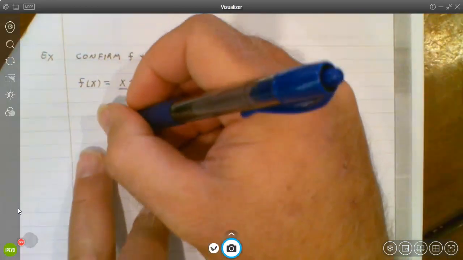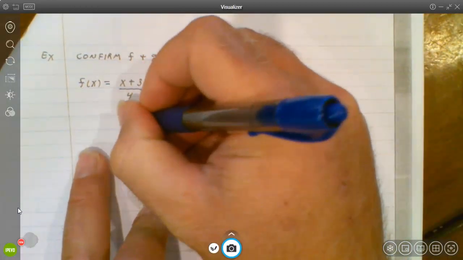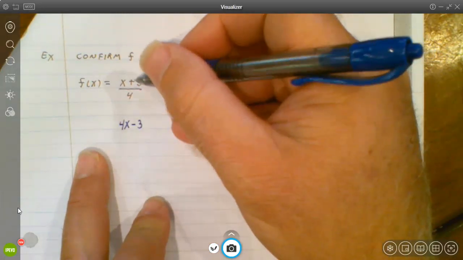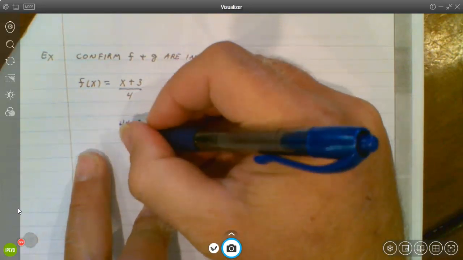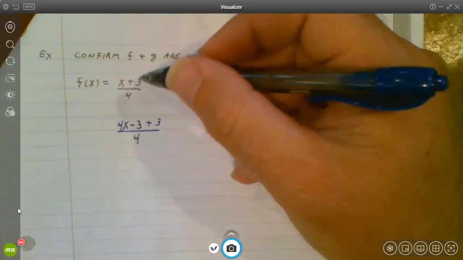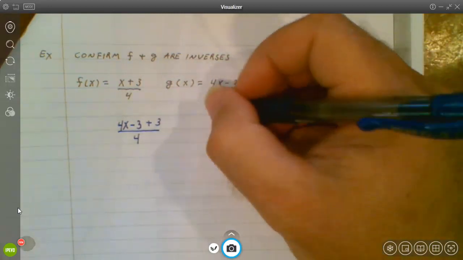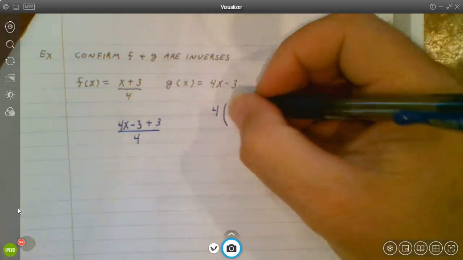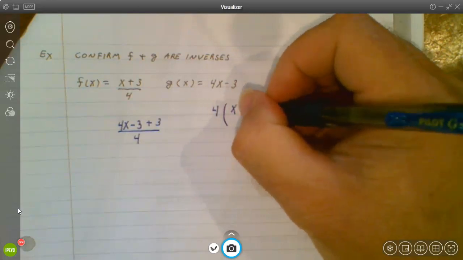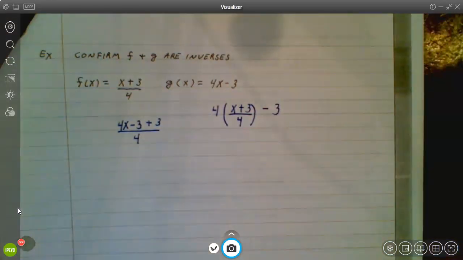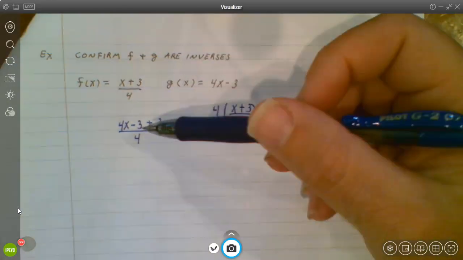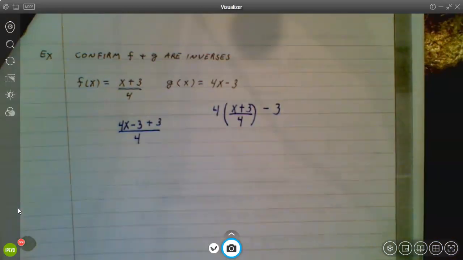So I'm going to take 4x minus 3 and put it here. So 4x minus 3, and then I'm just going to write the rest. So plus 3 over 4. And then they want us to take this and plug it in for that x. So over here I would have 4 and then x plus 3 over 4. Bring down the minus 3. So the idea is if I can simplify both of these and they both come out to be x, we know we have inverse functions.